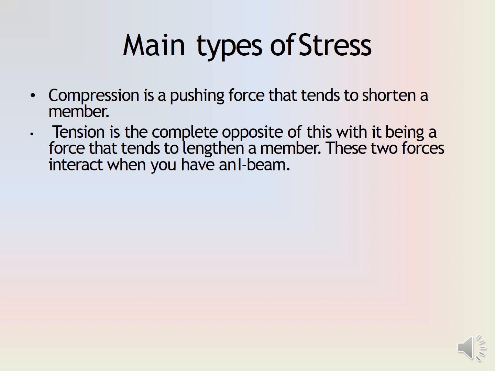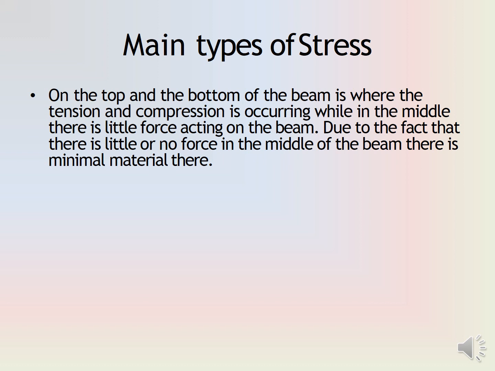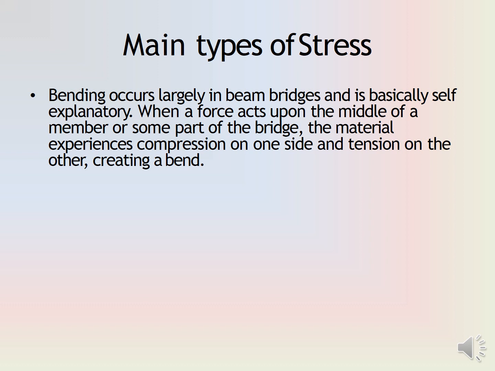Two forces interact when you have an I-beam. On the top and the bottom of the beam is where the tension and compression are occurring, while in the middle there is little force acting on the beam. Due to the fact that there is little or no force in the middle of the beam, there is minimal material there. Bending occurs largely in beam bridges and is basically self-explanatory. When a force acts upon the middle of the member or some part of the bridge, the material experiences compression on one side and tension on the other, creating a bend.